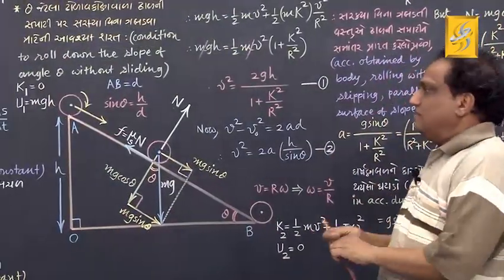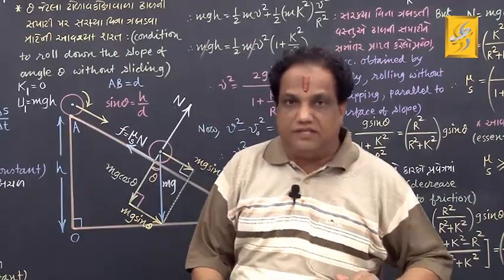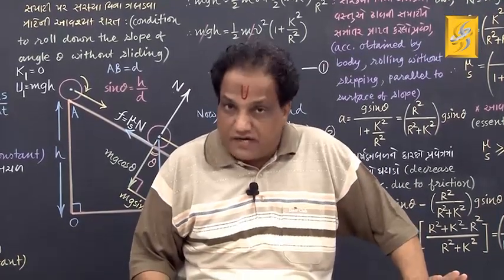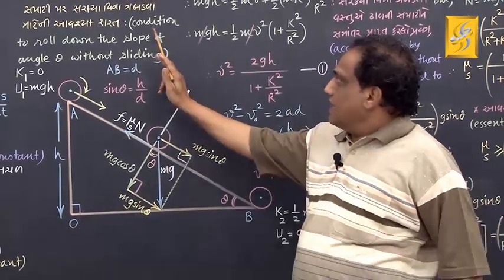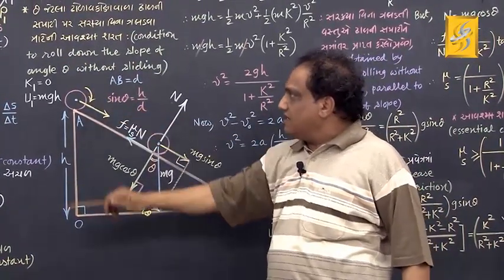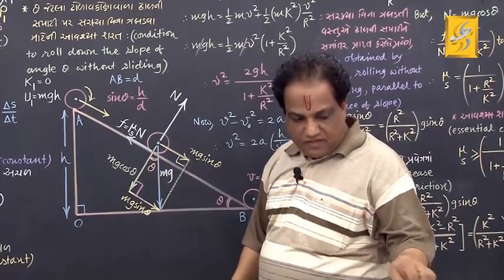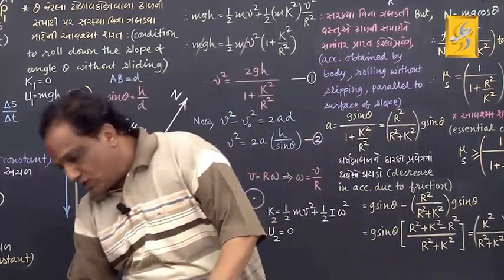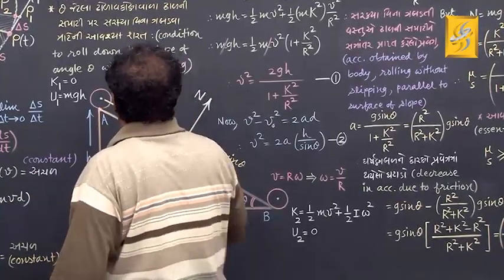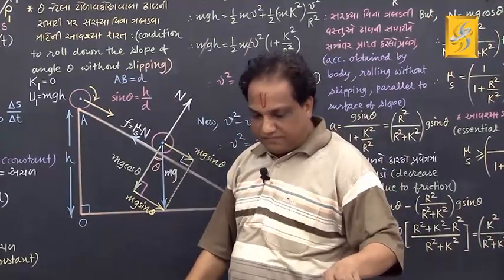Now we go for the next theory. That is the last theory in the chapter. Very important. Look at the title: condition to roll down the slope of angle theta without sliding, without slipping. What can be that condition? I am showing you. Condition to roll down the slope of angle theta without slipping.